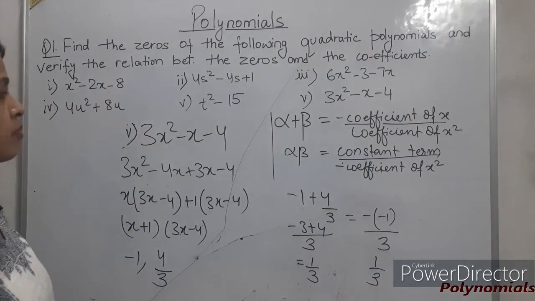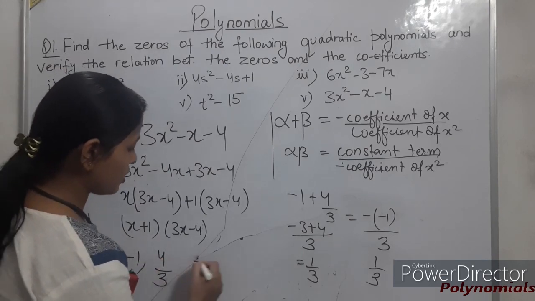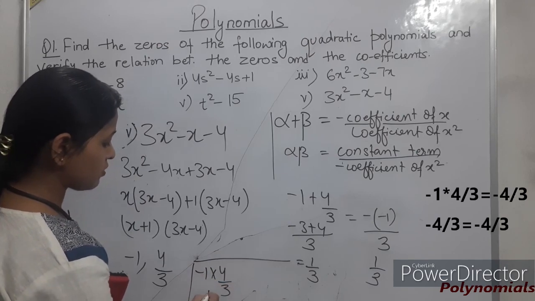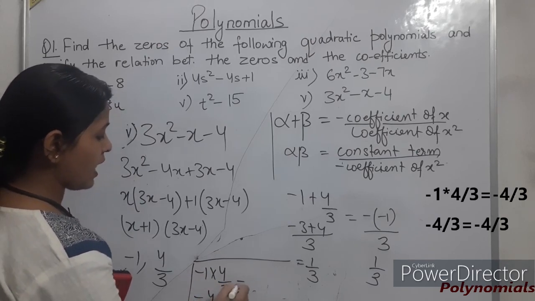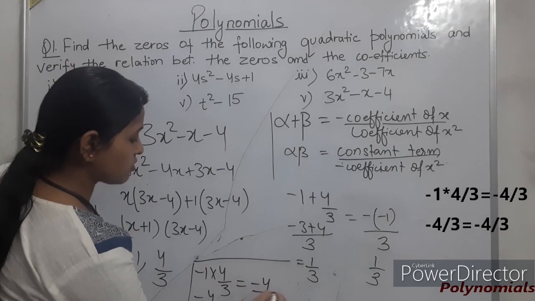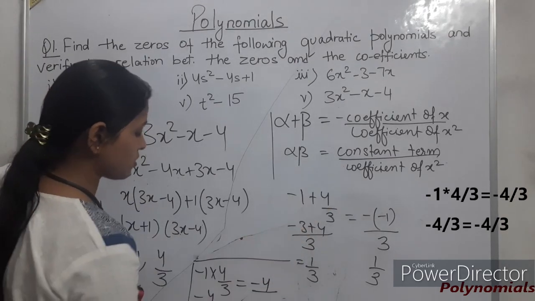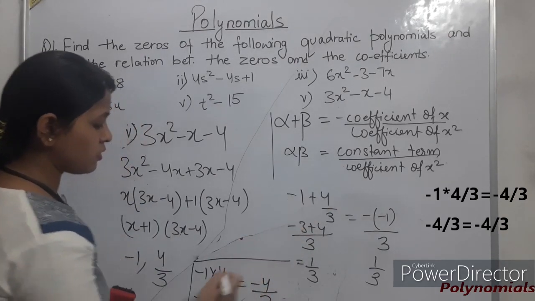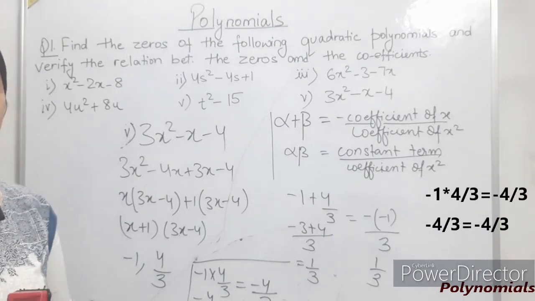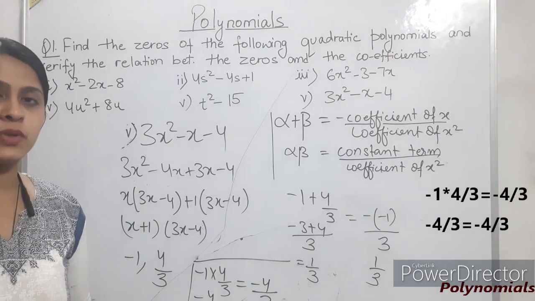Now let's see the product. Product is, when we count the product is minus 1 into 4 by 3, which is equal to minus 4 by 3, and it should be constant term. The constant term is minus 4 and coefficient of x square is, sorry, it is not minus. So it is 3, okay. So in this way we can do the verification process easily, okay. So this is our question number 1. Let's see question number 2.